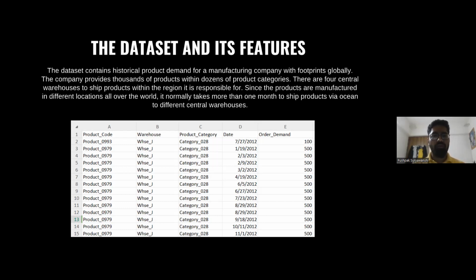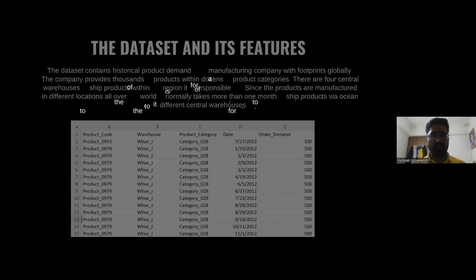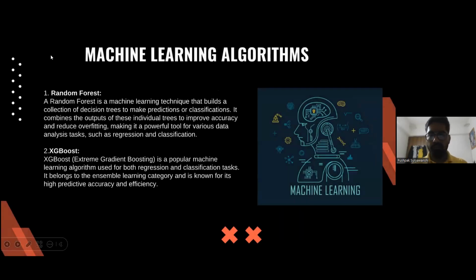We can see there are 4 warehouses from which the products are shipped, and within the region, which region it is responsible for. So this was our data set. Next, I have applied the machine learning algorithms. I have applied 2 machine learning algorithms here, that is random forest and XGBoost.